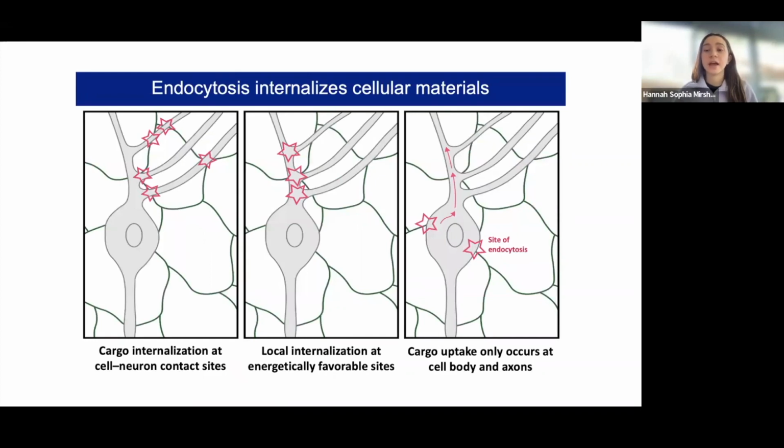When looking at the dendrites of neurons and how they may be receiving these cargo from other cells, such as skin cells, which are shown here, there are various different possibilities as to where this internalization could be taking place. Cargo internalization could be occurring at the cell neuron contact sites. It could also be occurring at energetically favorable sites in the dendrites, or internalization could be happening in the cell body and axons of the neurons, and the cargo could be then transported to the dendrites.